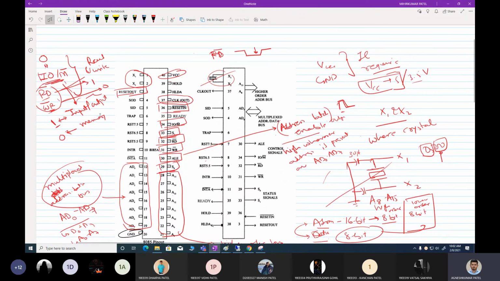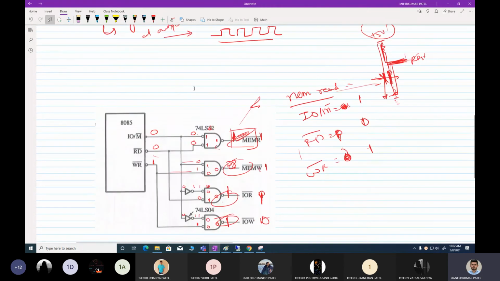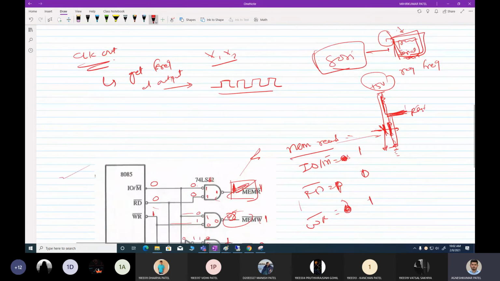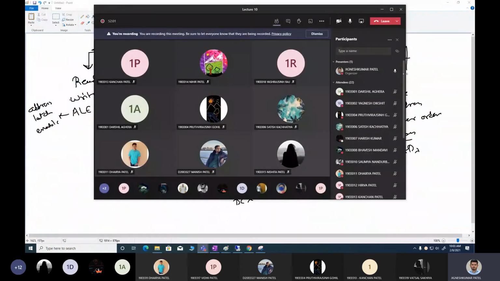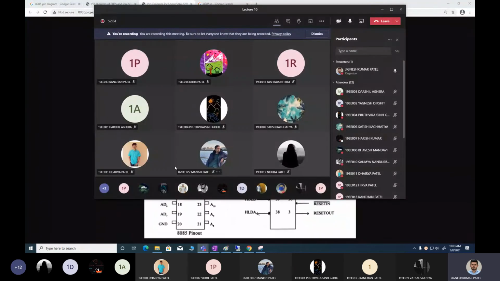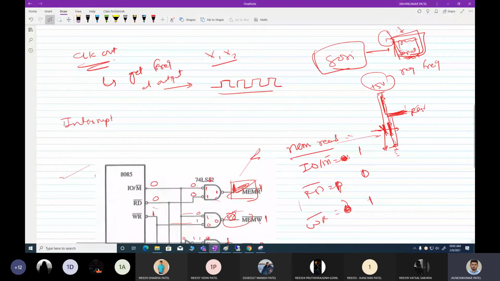So the very first is interrupt. You have to understand interrupt first to understand the status signal of interrupt acknowledgement. So what is an interrupt? In layman's terms, for example, right now I am taking a lecture and a call comes, so I have been interrupted. I am doing my task and the call came, so I am interrupted.